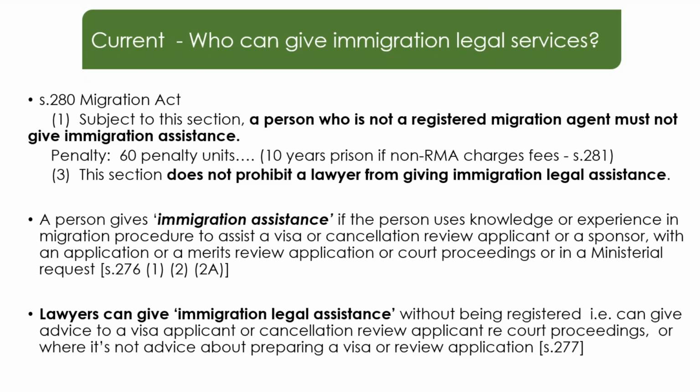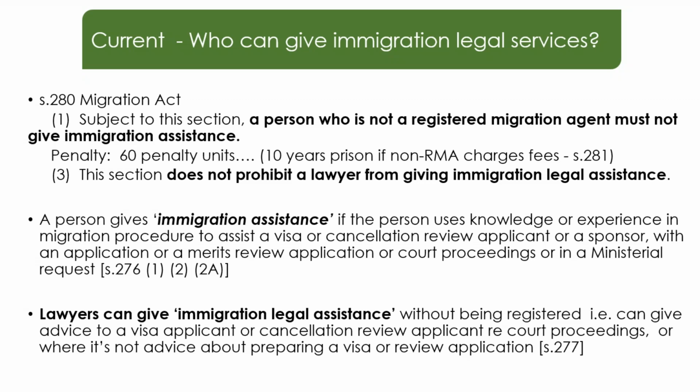Currently, who can give migration advice? Under Section 280 of the Migration Act, a person providing immigration assistance must be a registered migration agent. Immigration assistance is using knowledge or experience in migration procedure to assist a visa or cancellation review applicant or a sponsor with an application or a merits review application or court proceedings or in a ministerial request. Lawyers, as well as those who aren't migration agents, can give immigration legal assistance without being registered.